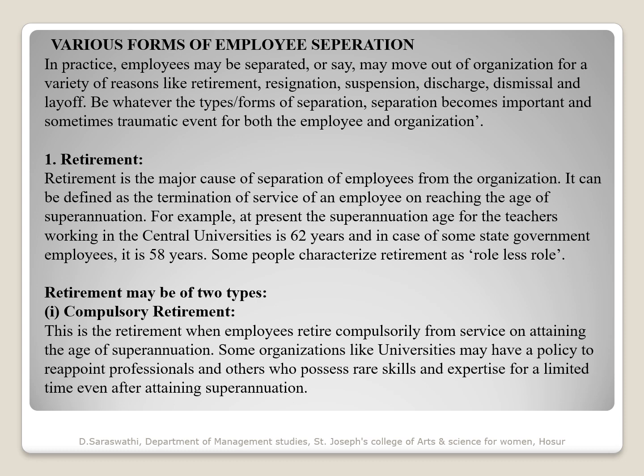And retirement may be of two types: compulsory retirement and voluntary retirement. The first is compulsory retirement. By the word itself, it tells you the employee retires compulsorily from service when he attains the age of superannuation. But some organizations, like universities, may have a policy to reappoint professionals because of rare skills. All the people will not possess the same skills, so in such cases, expert people need to stay back in the organization for a long time, and they can be reappointed.